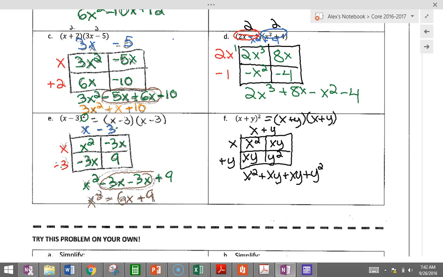So writing this out, I have x squared plus xy plus xy plus y squared. I have to look for like terms. If you notice, I have them here. I have xy and xy. So that's really x squared plus 2xy plus y squared. And that's it for multiplying polynomials.